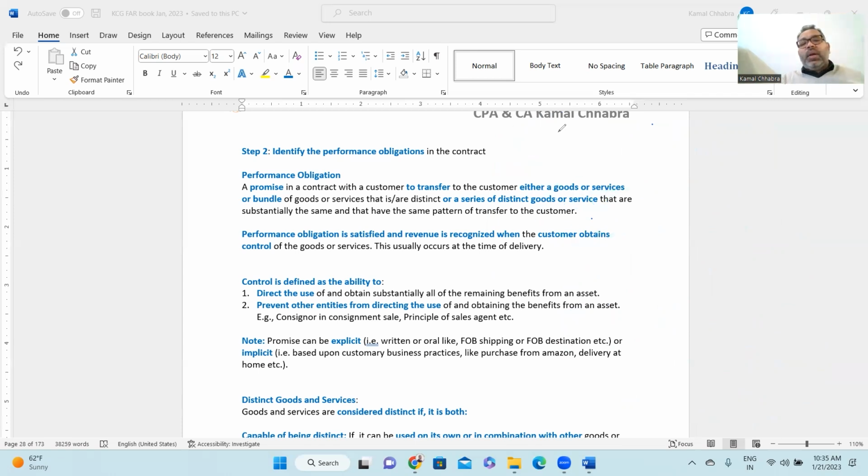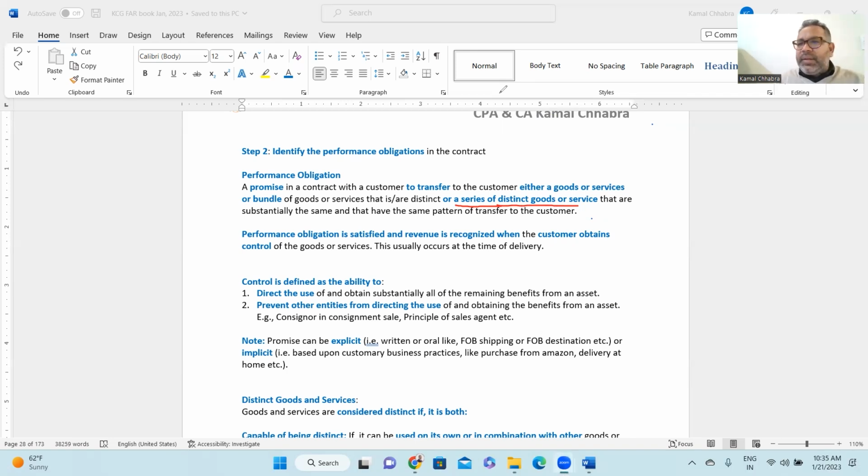Good. Now another concept I have mentioned that may be new for you is a series of distinct goods and services. Same kind of goods and services but over a period of time. For example, you get milk every day from the milkman, right? He gives you milk every day, and then at the month end you pay him, right? Another example, most of you are working professionals, right?